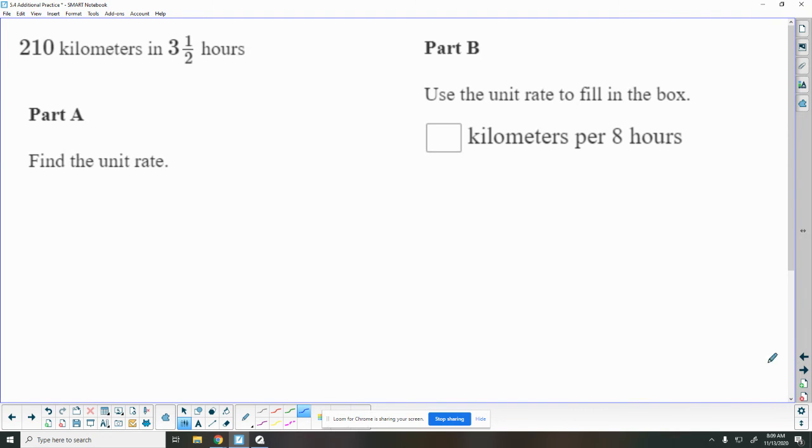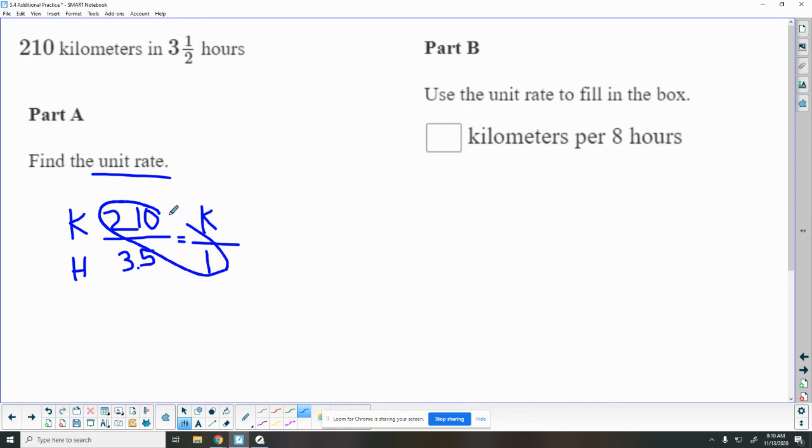Okay, so now we have 210 kilometers in 3.5 hours, and we want to find the unit rate. So we've got kilometers and we've got hours. So 210 kilometers, we want to divide that by 3.5 hours. The unit rate wants to know how many kilometers per 1 hour. So here's the problem we're starting with, and that's going to go inside your division box. And then 3.5 is the other number that we're dividing by.